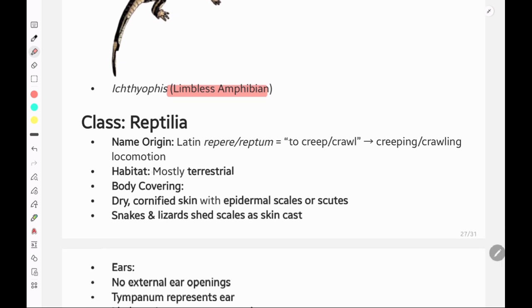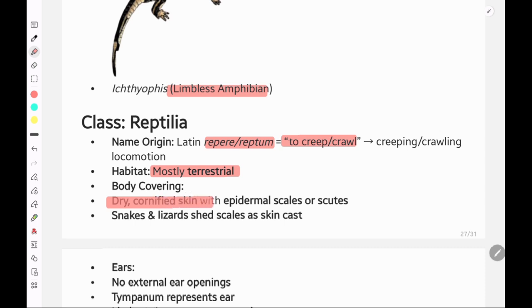Now here comes the class Reptilia, the reptiles. In Latin, reptum means to creep or crawl. The organisms which show creeping or crawling locomotion are called reptiles. Most of them are terrestrial.